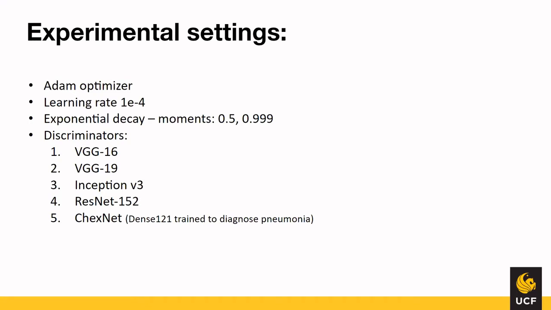So we mentioned in order to train the generator itself, we leverage a couple of different frozen classification discriminators. Specifically for these experiments, the authors leverage 5 different pre-trained classifiers, including VGG, Inception, ResNet, and this CheXNet model, which is a DenseNet trained to diagnose pneumonia from X-ray images specifically. So again, during the training of the generator, these discriminators are frozen. So we're only updating the weights of the generator.